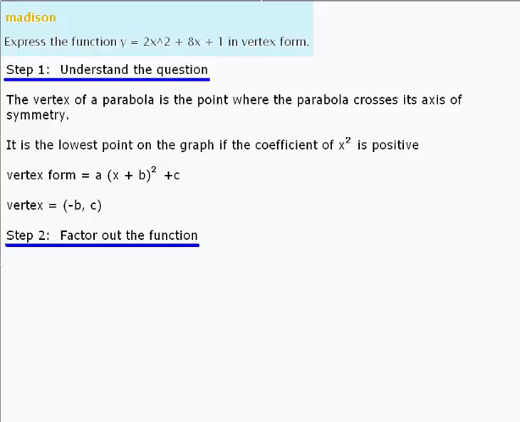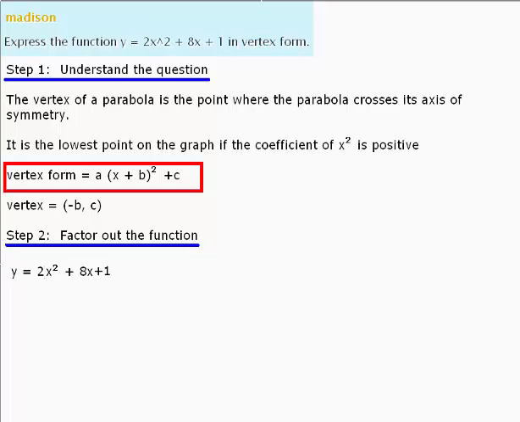So let's start with the original function. So we've got our y equals 2x squared plus 8x plus 1. And we're factoring out the function because we're trying to convert this function into our vertex form. So we're looking for that a, we're looking for that b, and we're looking for that c. In our case, we can see that our a is the 2 in front of the x squared, which we can easily factor out.